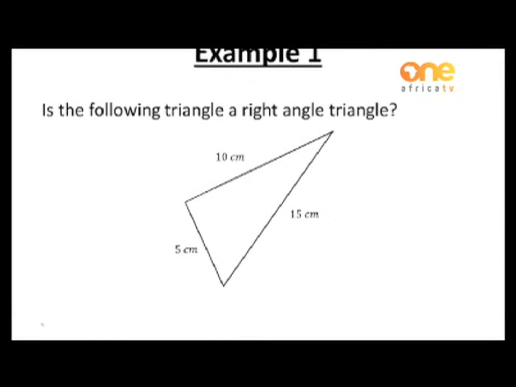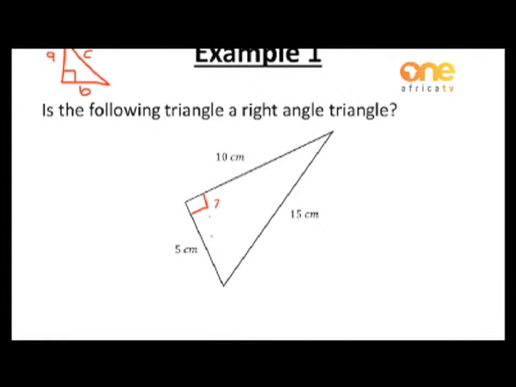So is the following a right-angled triangle? Remember, Pythagoras theorem said that if you have a right-angled triangle with hypotenuse C and other sides A and B, then your hypotenuse squared is equal to the sum of your other two sides squared. So we want to see if this is in fact a right angle.